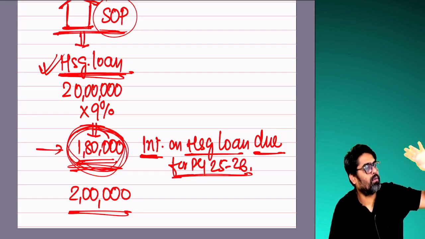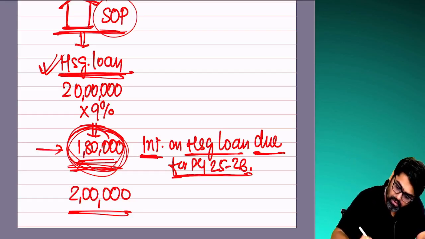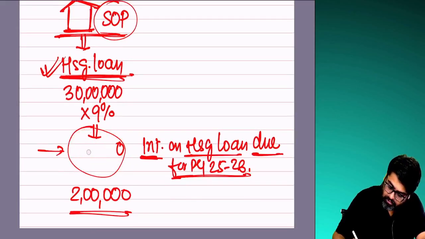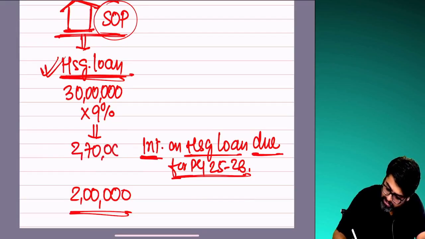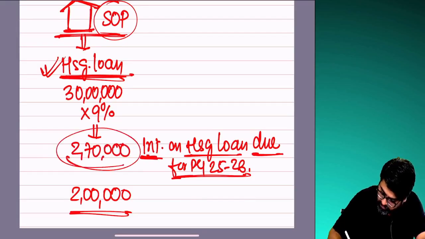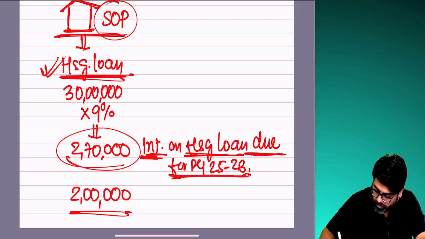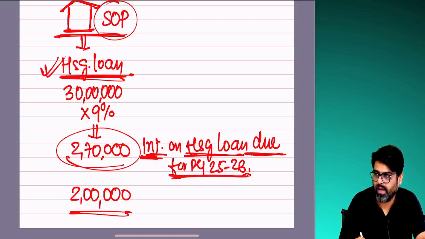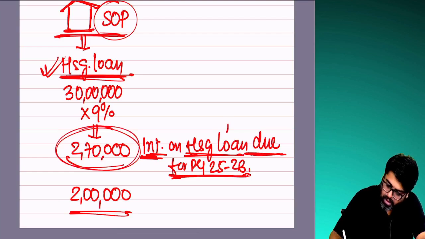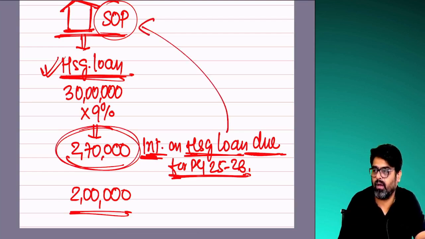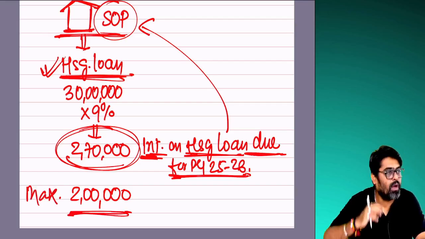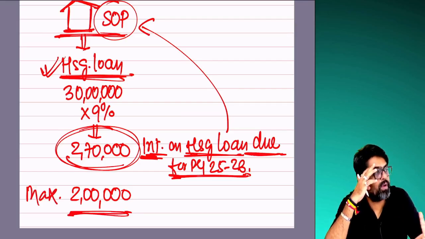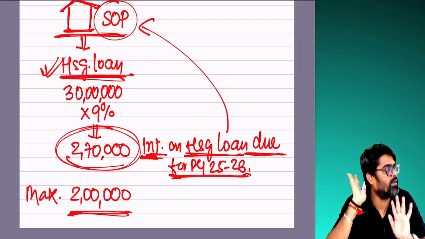Will be fully allowed. But what if here the loan was 30 lakhs? 9% of that will be 2 lakh 70 thousand. So can I say that this 2,70,000 is the interest on housing loan due for previous year 25? This interest is for this SOP only, no? It will be allowed subject to a maximum limit. So how much interest will be allowed? Only 2 lakhs. Forget about 70,000.